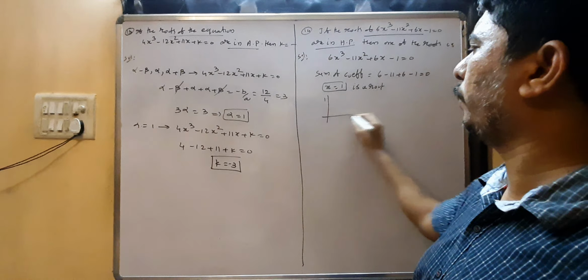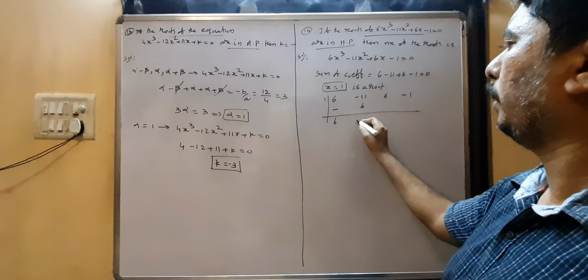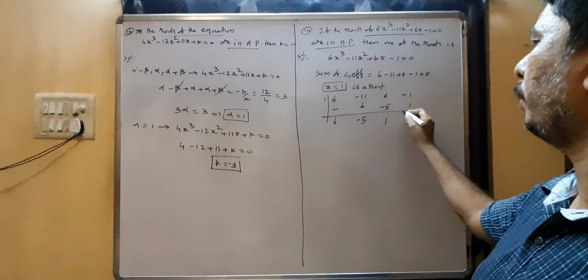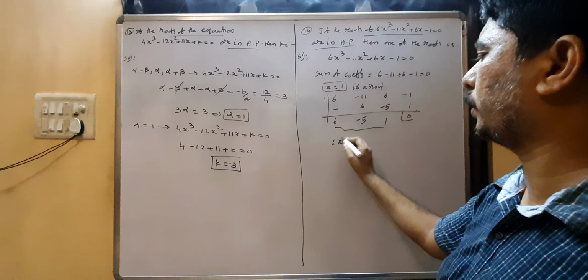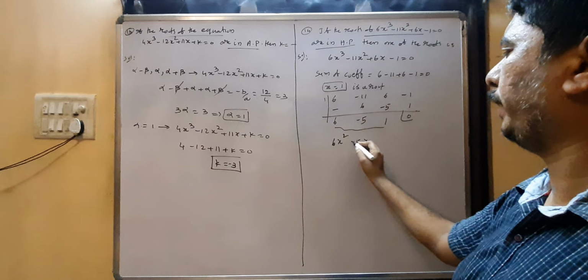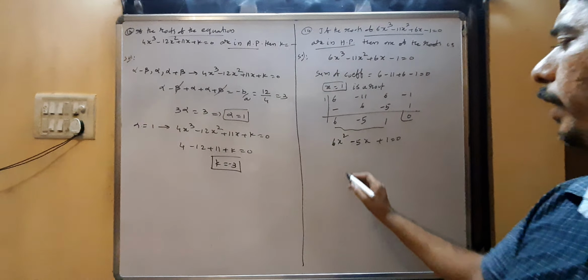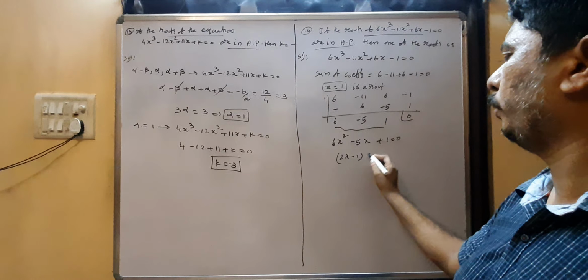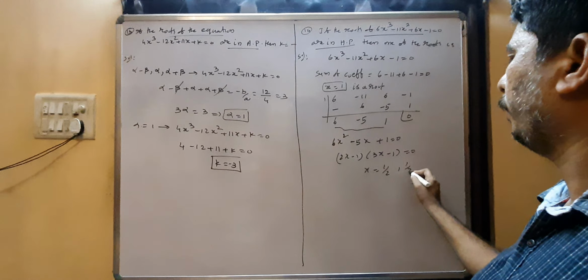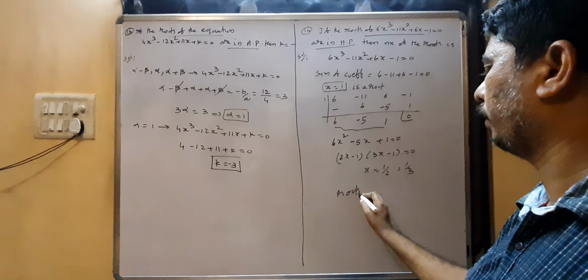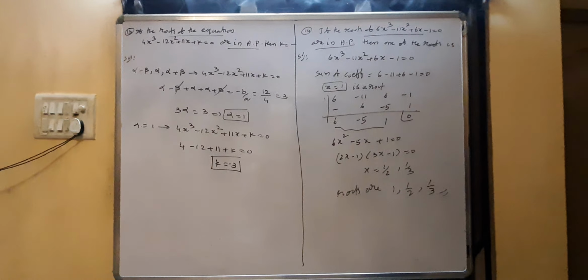Using the root 1, you have to do the simple division. 6 minus 11, 6 minus 1, 0, 6 minus 5, 1, 1, 0. Now these three are the coefficients of the second degree polynomial, 6x square minus 5x plus 1 equal to 0. Split the middle term, we get 2x minus 1 into 3x minus 1 equal to 0. That means x equal to 1 by 2, 1 by 3. Therefore the roots are 1, 1 by 2, 1 by 3. Copy the problem.